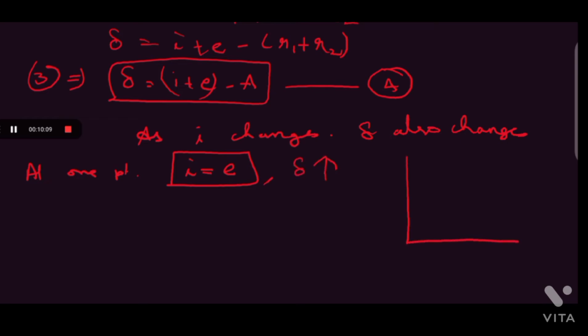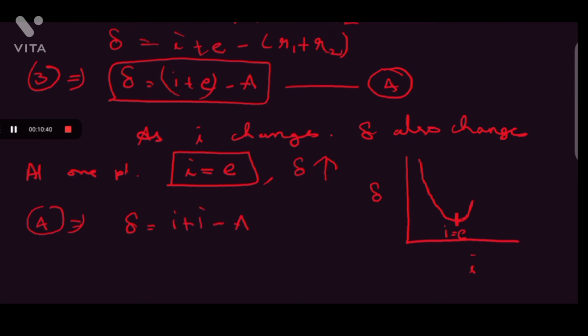This can be beautifully understood by the graph between delta and I. First, as the angle of incidence increases, delta starts decreasing. At one particular point where I is equal to E, after this point, delta starts increasing again. So we can substitute I equal to E. Your fourth equation will become delta is equal to I plus I minus A, which is 2I minus A. So from that, what is I? I is A plus delta divided by 2. Now we got what is I.